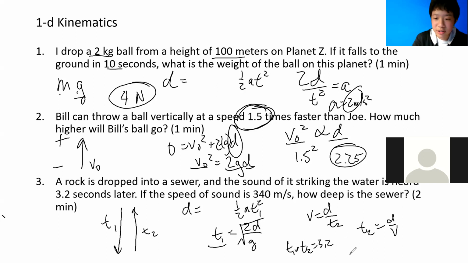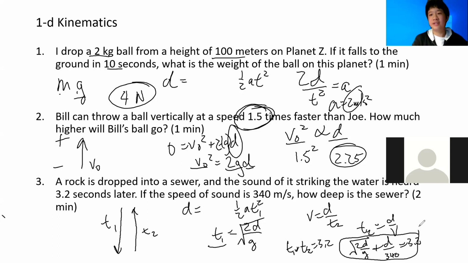So that means the square root of 2d over g plus d over v equals 3.2. So now plugging v in as 340, we just have a quadratic that we need to solve. Okay, so I'm not going to solve the quadratic right now. Once you have this equation, you can just solve for d. All right? Are there any questions?